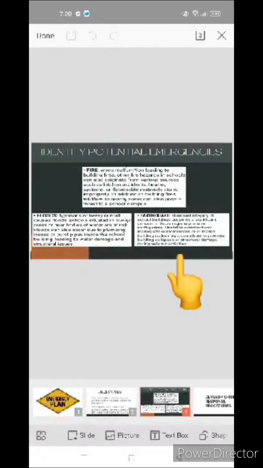This earthquake. Structural integrity of school buildings becomes a significant concern in those regions prone to earthquakes. Unstable constructions, inadequate reinforcement, or outdated building codes might contribute to potential building collapses or structural damage during seismic activities. We all know that Philippines is located inside the Pacific Ring of Fire. So there are possibilities jud nga naay earthquake nga mo-occur sa atong place.